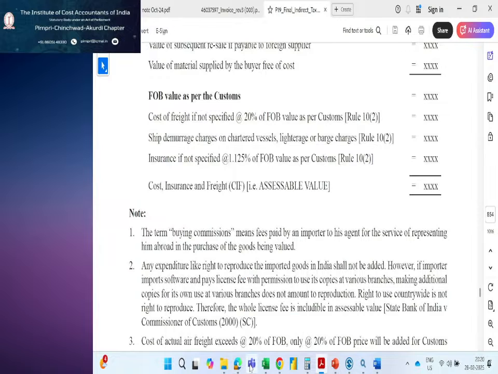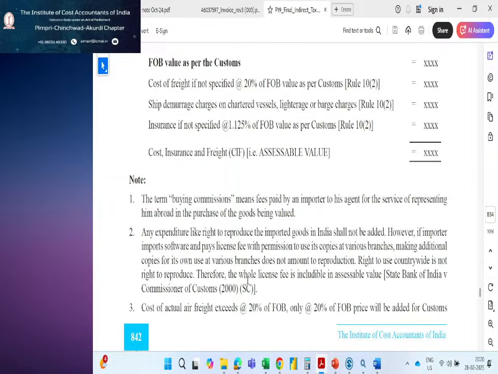Then buying commission, why should we not consider it? Instead of me going and clearing, my agent has gone and cleared the shipment, so I am paying some commission to him. It should not be part of my assessable value. Say for example the CIF comes to 100 rupees and I am paying commission of some 20 rupees, then on 120 my duty amount should not be calculated. It should be 100. Buying commission is not part of the assessable value.